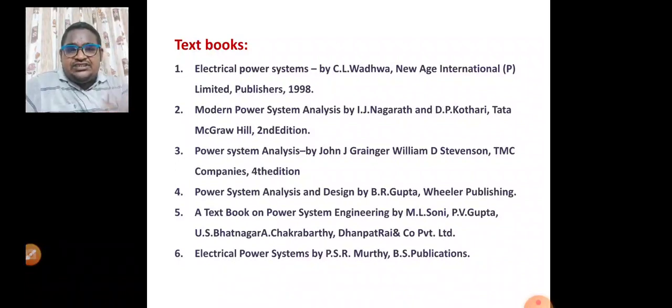And apart from these six subjects, these six textbooks are the ones given by the university. And apart from these six textbooks, there is one more textbook, Electric Power Systems by V.K. Mehta. That is very simple. The textbook is very simple. I will share that textbook with you later as an e-copy.